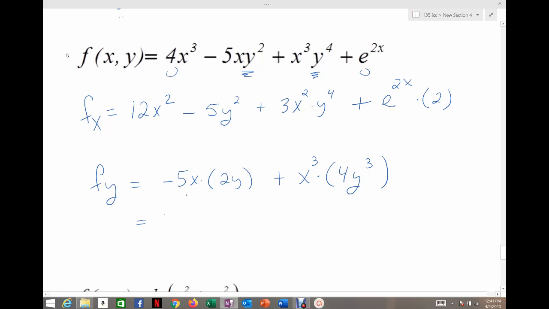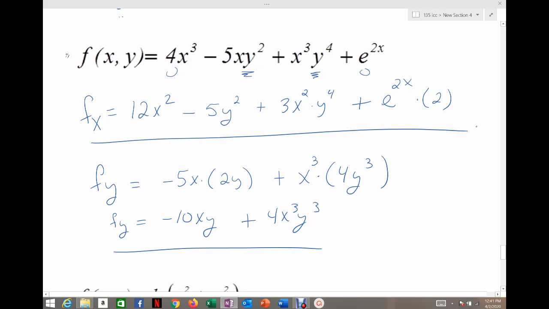And then I will clean this one up a little bit. Negative 5 times 2 is negative 10xy. And then I just like to move my constant to the front. So 4x cubed y cubed would be my simplified version of that. So there are my derivatives with respect to both of my functions.